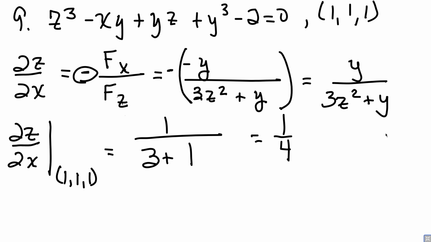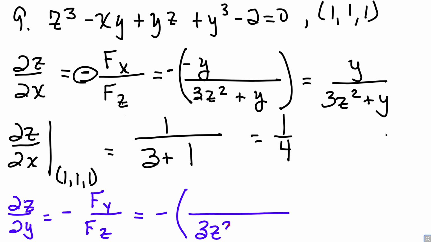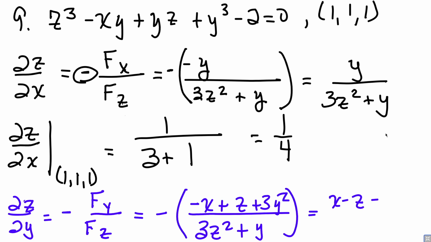And then the second part was to do the partial of z with respect to y. That's going to be the negative of the partial with respect to y divided by the partial with respect to z. The denominator stays the same as the one above, so it's still 3z squared plus y. Now the numerator is going to change since I'm doing the partial with respect to y. So I'm going to end up with negative x plus z plus 3y squared. Really we're going to end up with x minus z minus 3y squared over 3z squared plus y.